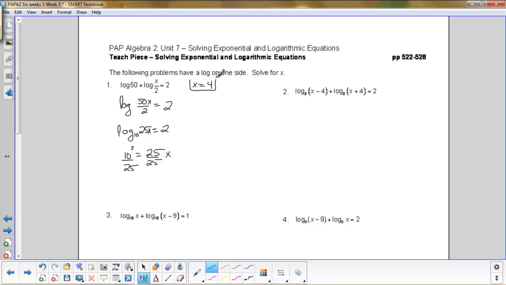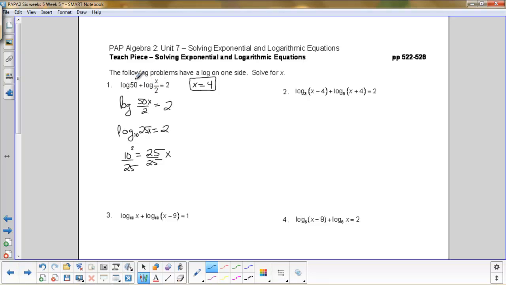When you're checking for extraneous solutions, you're checking for numbers that will make the argument of any of the logs in the original equation negative. That's what you're looking for. So by putting this 4 into this argument, I get the number 2, which means it's not negative, so that means it's not extraneous. Let's continue on to make sure that we've done it correctly.